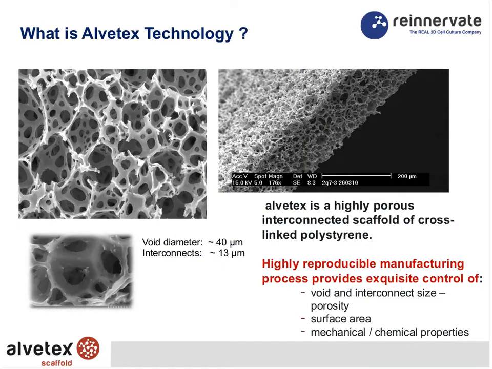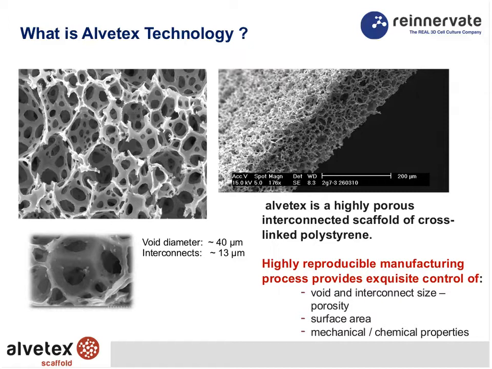Alvetex is a highly porous scaffold. It's around 90% porosity, in fact. It's made of inert, cross-linked polystyrene created using an emulsion templating technique. This templating technique allows for routine and reproducible control of the Alvetex structure, its mechanical properties and porosity.